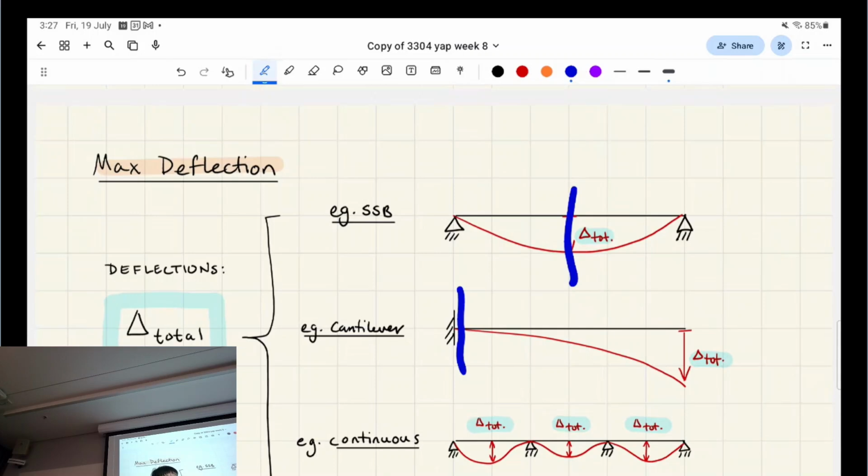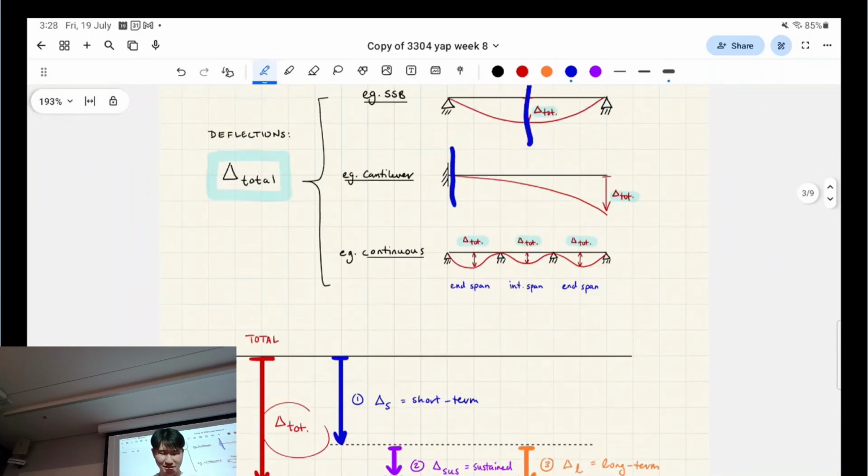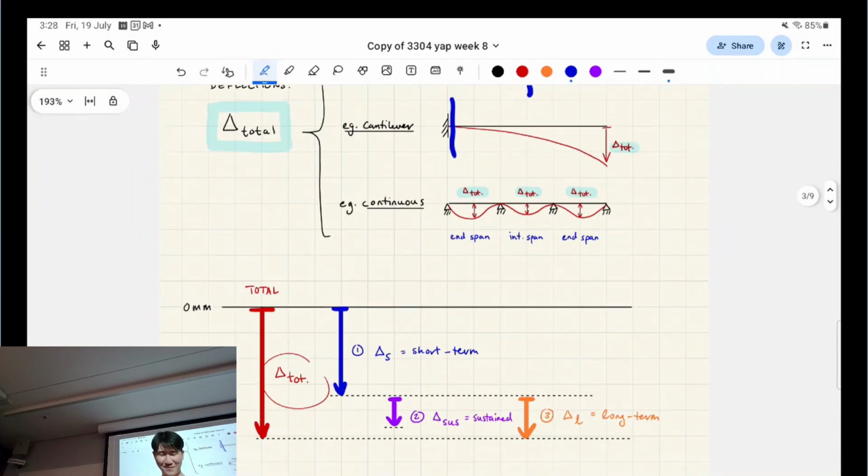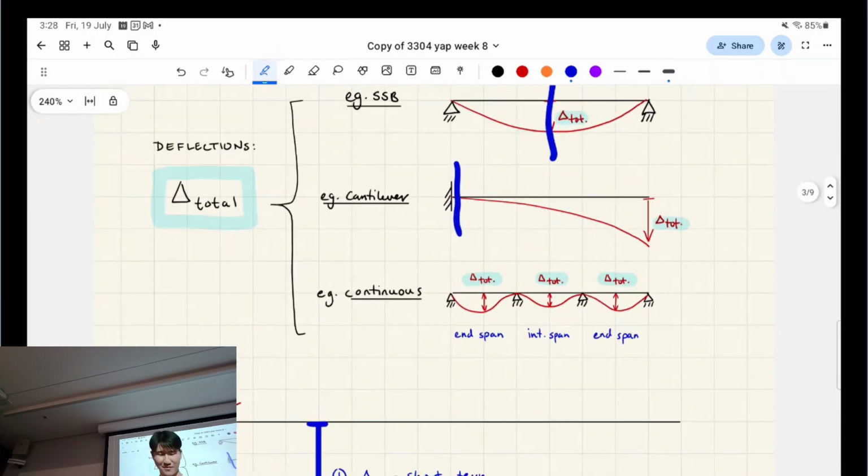Wait, what was the question, sir? The question is, why are we analyzing the effective moment of inertia for a cantilever at the support rather than the free end, even though the free end is where it's deflecting the most? The maximum is at the. Very good. Yeah. We care about it because that's where the maximum is. Very good. Okay, for a continuous beam, it depends on whether it's an end span or an interior span, yeah?